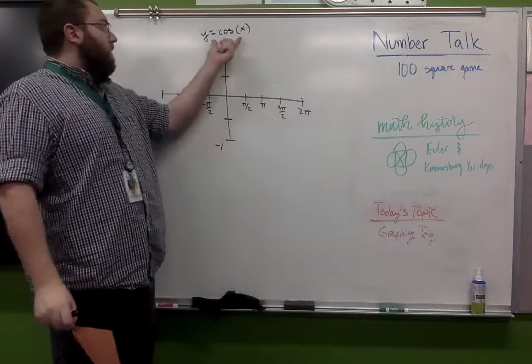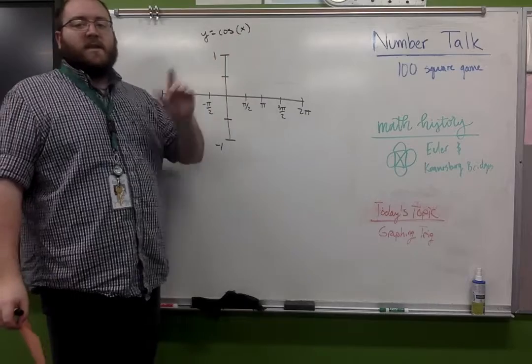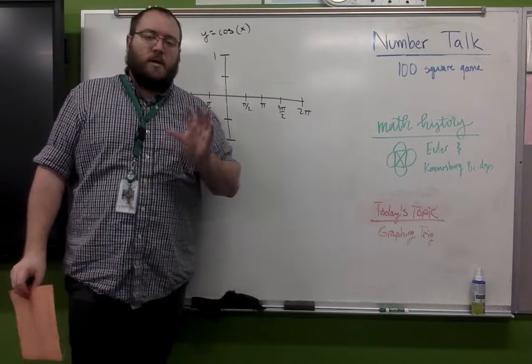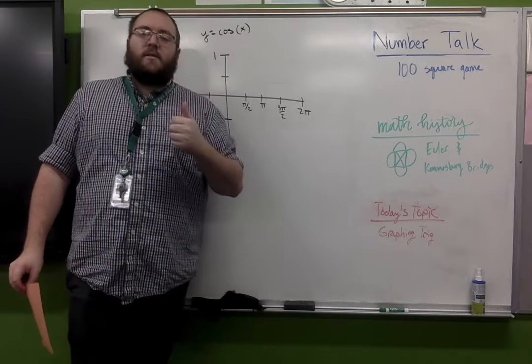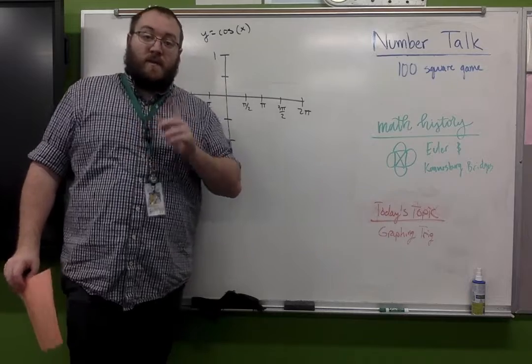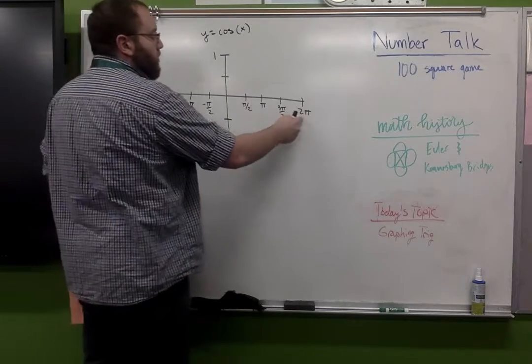We're going to take the 5 points from the parent function. That's what we're going to move around when we do our transformations. Y-intercept, x-intercepts, maximum, minimum. To find that out, you take your 2 pi.